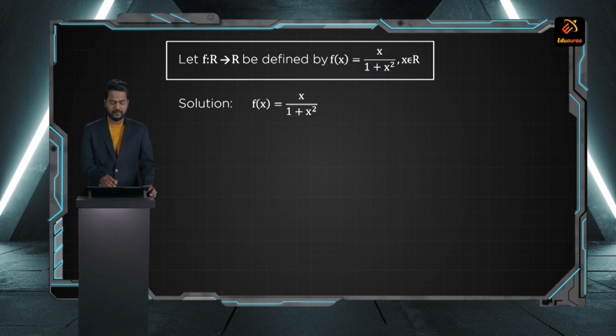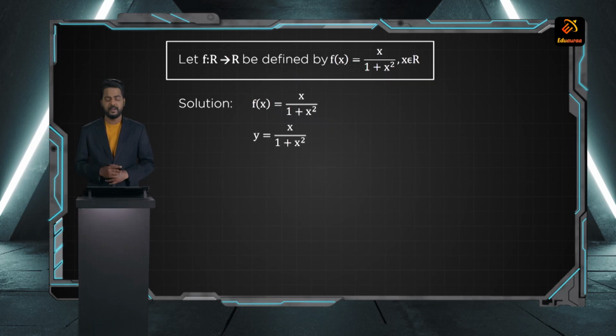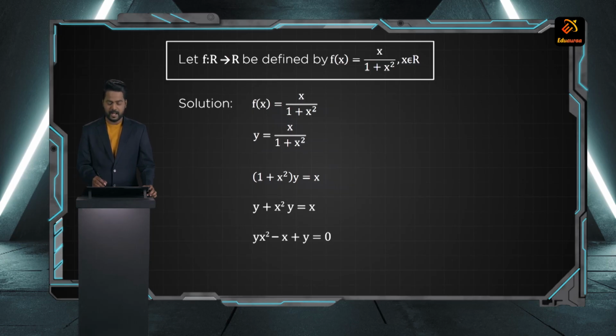So the function f of x was what? x upon 1 plus x square. Now I am going to substitute f of x equal to y. So y will be equal to x upon 1 plus x square. On solving this, it will be 1 plus x square the whole into y is equal to x. So it will be y plus x square y minus x equal to 0. So it will be y x square minus x plus y equal to 0.